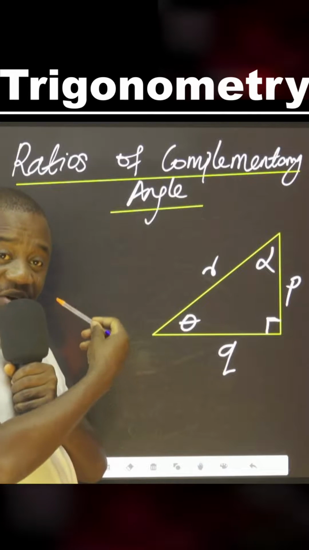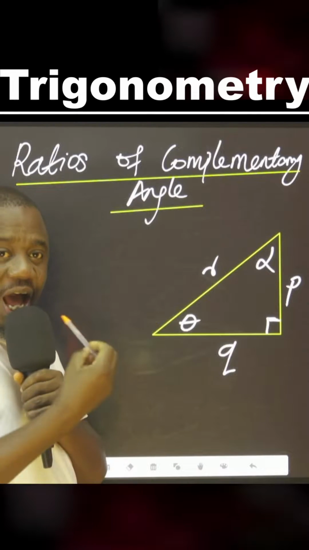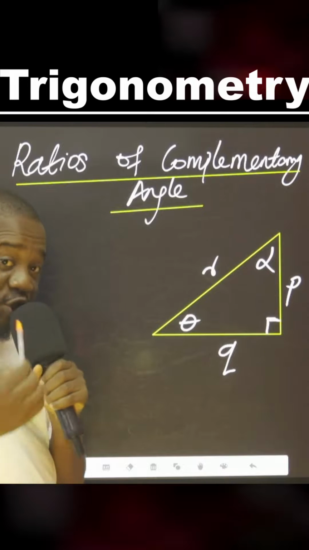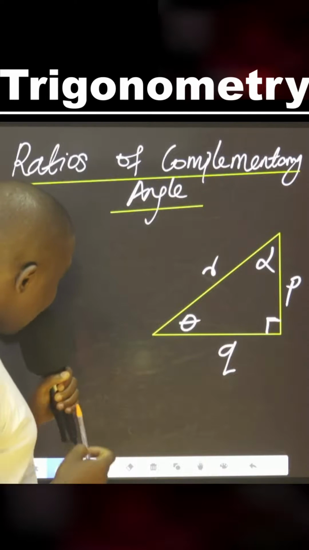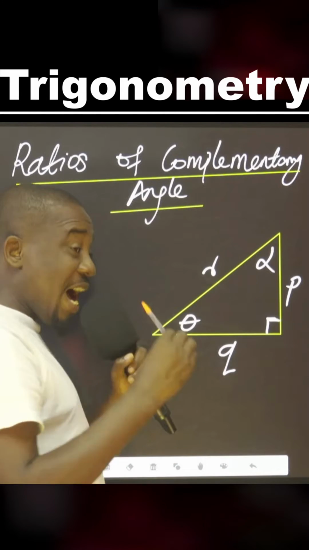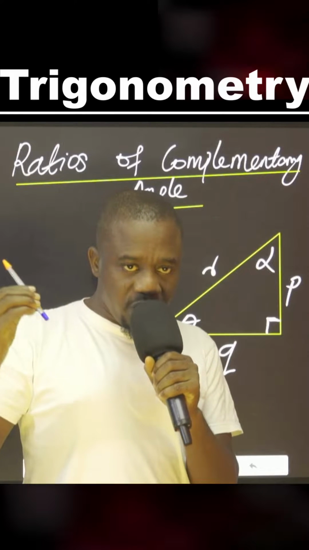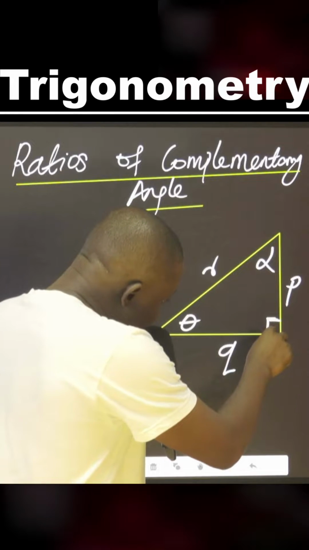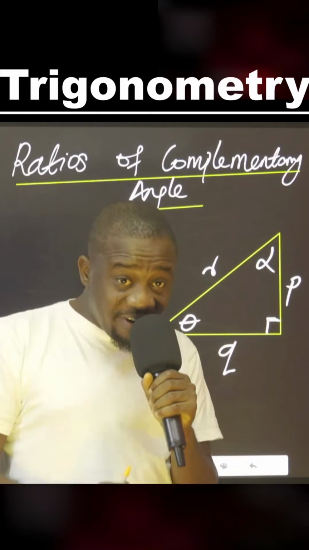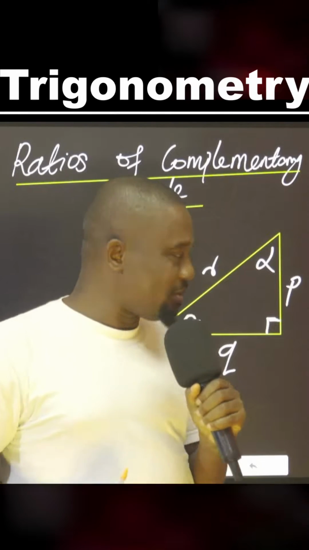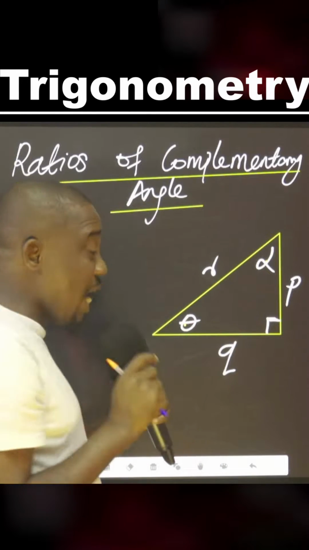Let's look at ratios of complementary angles. As you can see in this place, the sum of angles of a triangle is what? Is 180. Here is already 90 degrees. If you remove 90 degrees, it remains 90. So these two guys will share the 90.